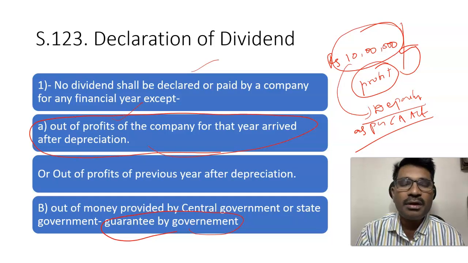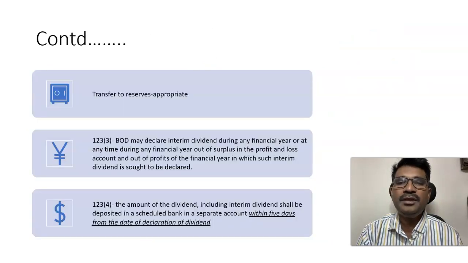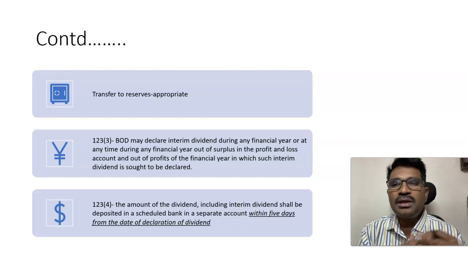So wherever the government guarantees according to the provisions of law, then they have the provision with regard to the payment of the dividend. Now, the other continuation of the same provision, they have to transfer some amount of the profits to the reserves. It is also a very simple principle of the understanding of the economics of the business, or understanding of the sharing of the profits.